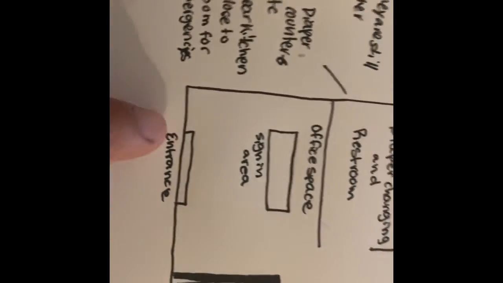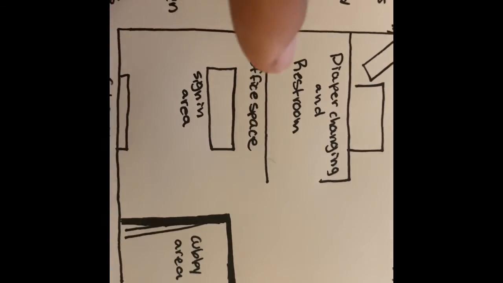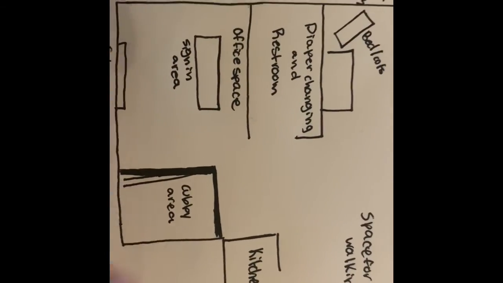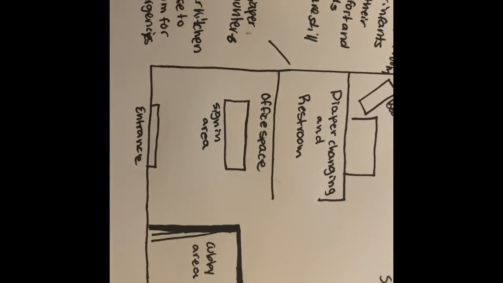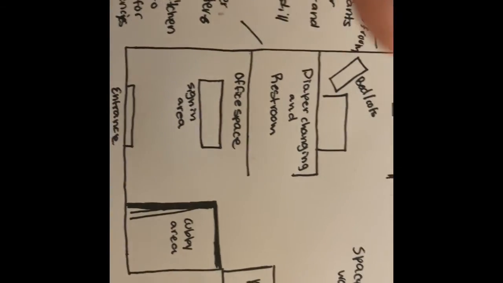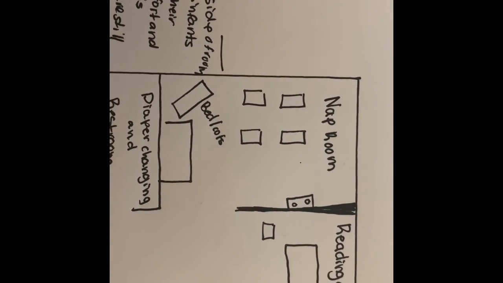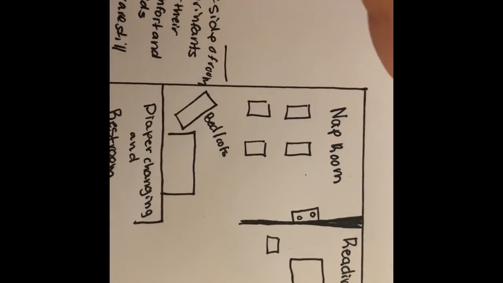So here's my classroom layout, and this is where it starts, which is the entrance, and in front of the entrance there's an office space. To the side of it there's a cubby area. There's a diaper changing area that is not near the kitchen and close to the nap room for emergencies. And then above it is the nap room. One side of the room is for infants, and the other side is for toddlers.